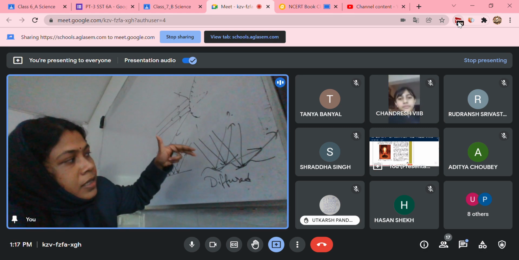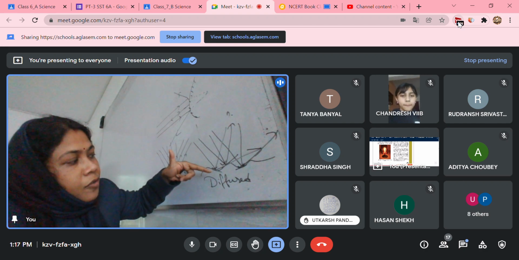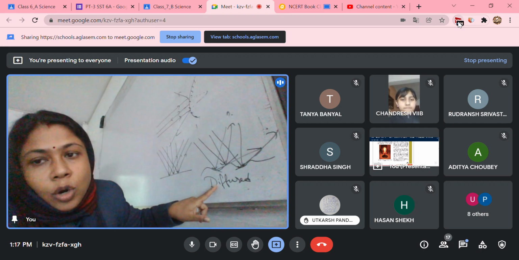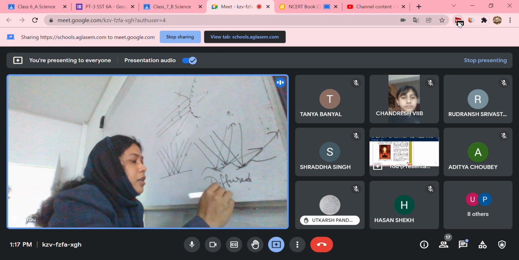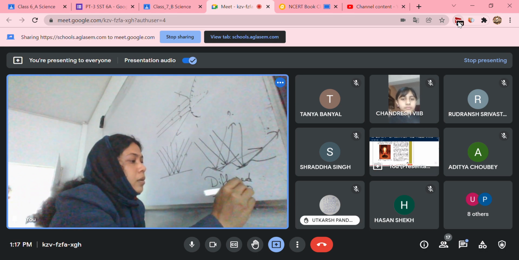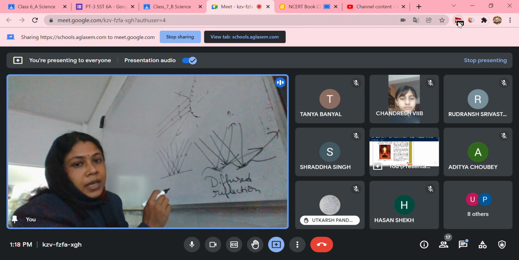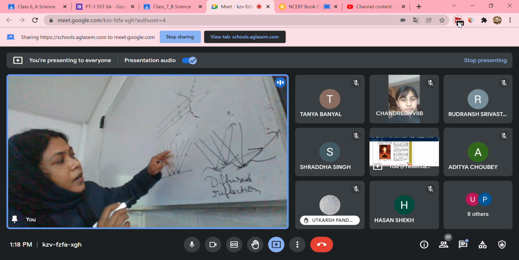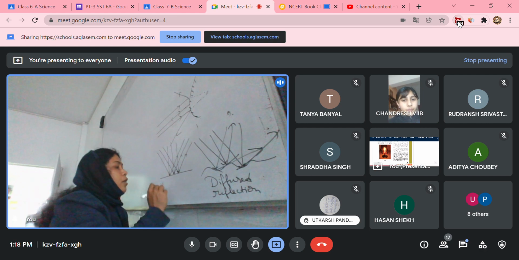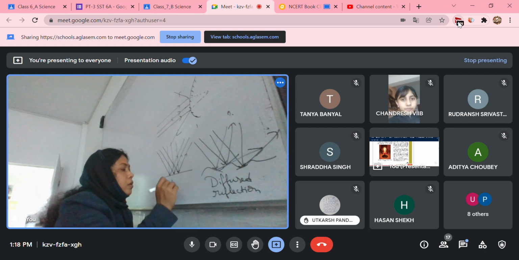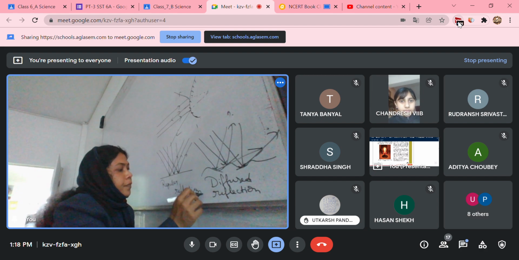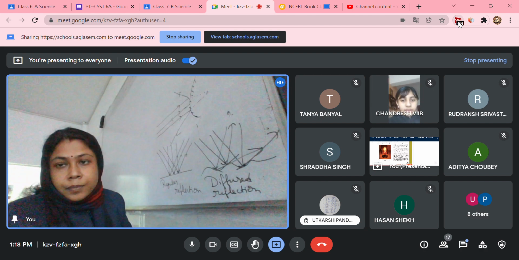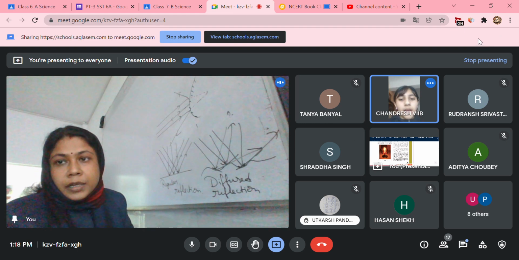When the incident rays come parallelly and after reflection they get scattered, this is called diffused reflection. And when the parallel rays fall on a plane surface and get reflected parallelly, it is called regular reflection. Clear? Any doubt, anyone?